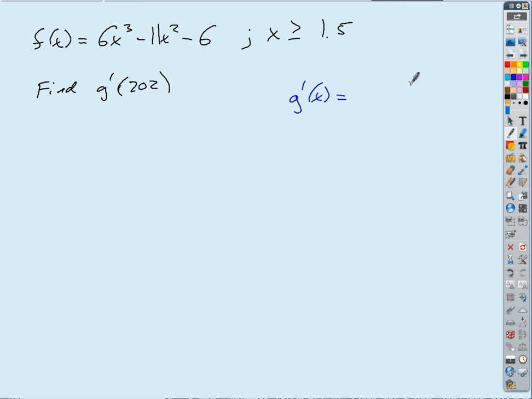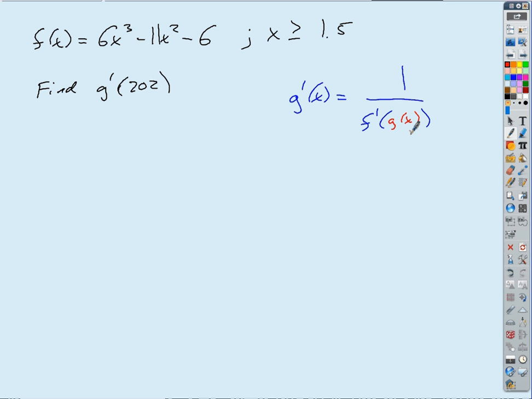That's 202. Okay, so what's our little trick again? g prime of x equals 1 over f prime of g of x. Good. Okay, so then if x is 202, what's g of x? How do you know? What did you get? 4 is right.